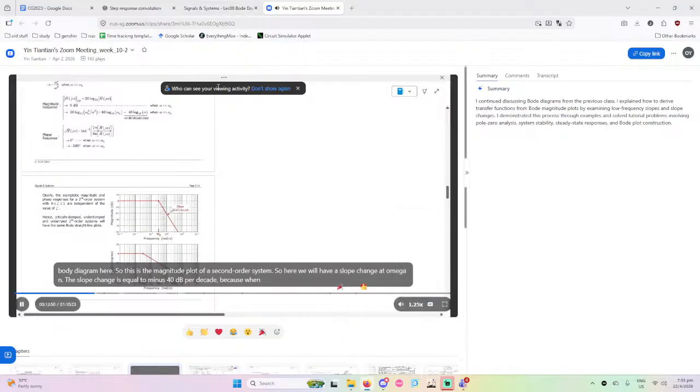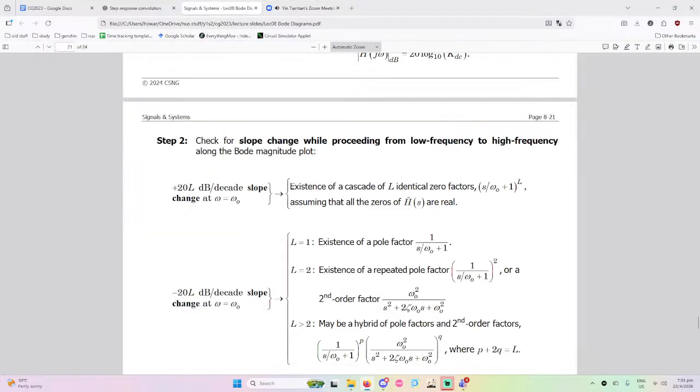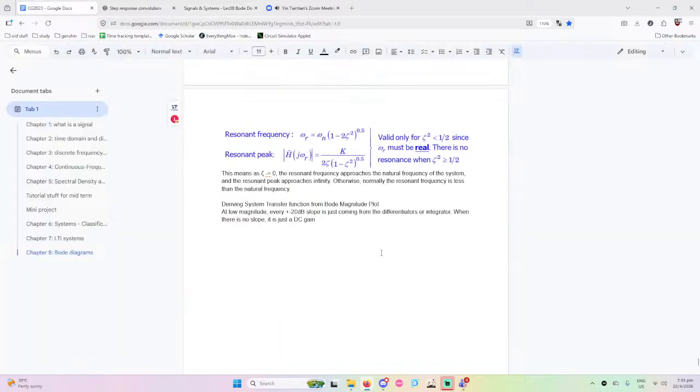The slope change is equal to minus 40 dB per decade, because when omega is less than omega n, the slope is equal to 0 dB per decade. And when omega is larger than omega n, the slope is equal to minus 40 dB per decade. Therefore, the slope change is equal to minus 40 dB per decade minus 0 dB per decade, which is equal to minus 40 dB per decade. Okay, so this is called a slope change.